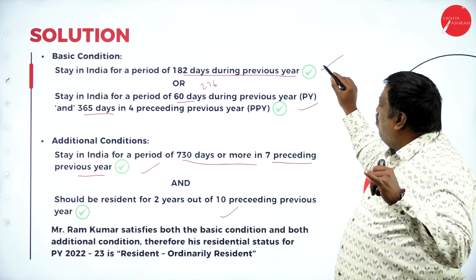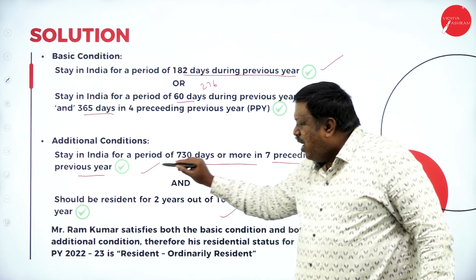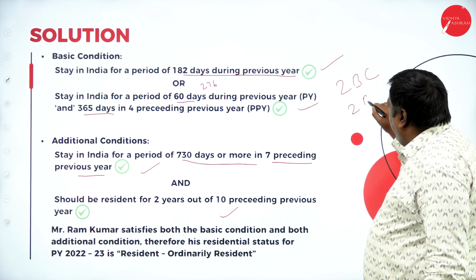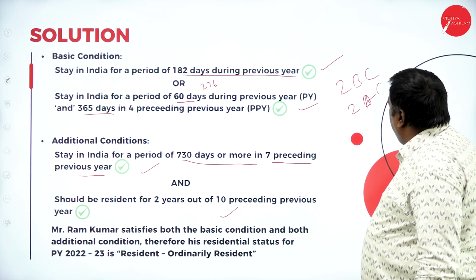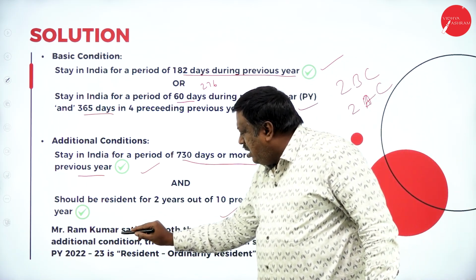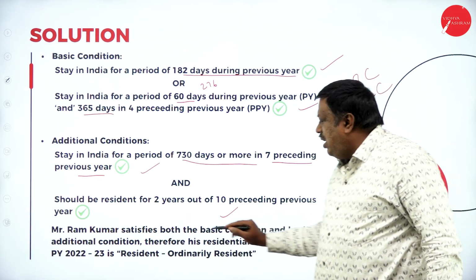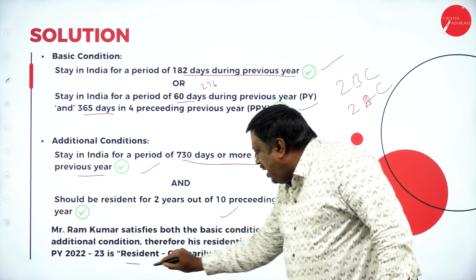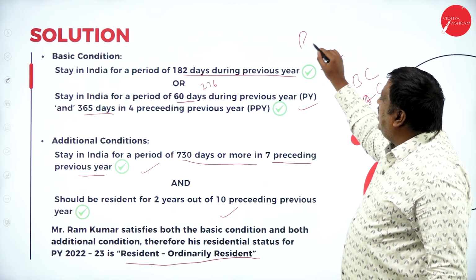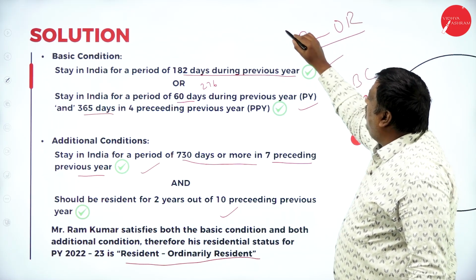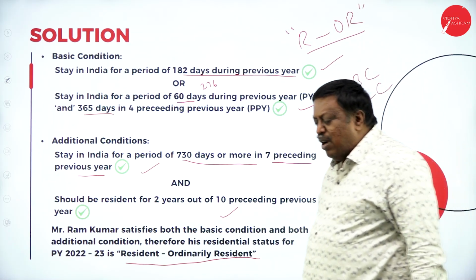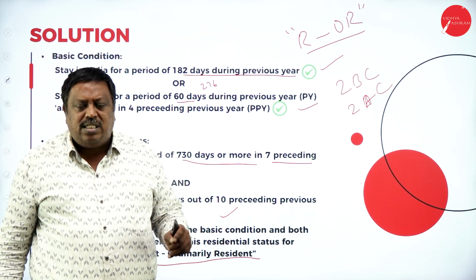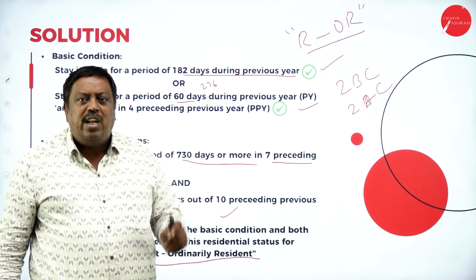So I satisfied both basic conditions and I've satisfied both additional conditions. That is nothing but my status. Therefore, my status during previous year will be resident, ordinary resident. I'm a resident, ordinary resident as per Income Tax Act 1961 for particular year. Means for 2022-23, my status is called as resident, ordinarily resident.